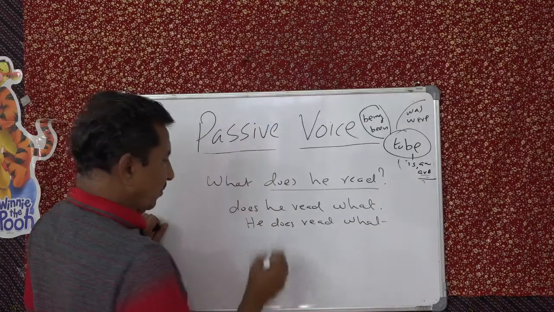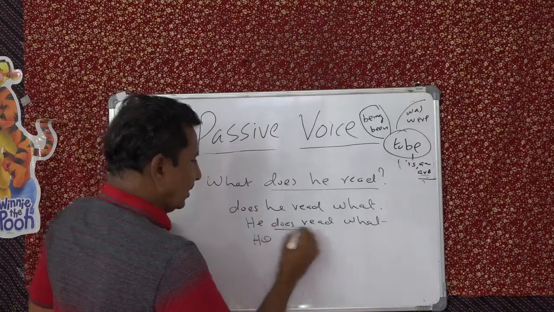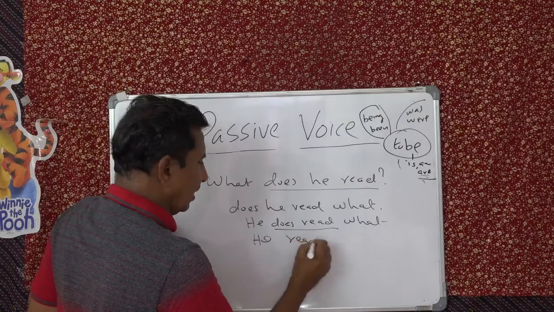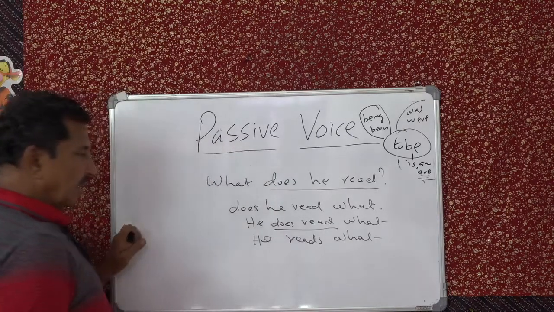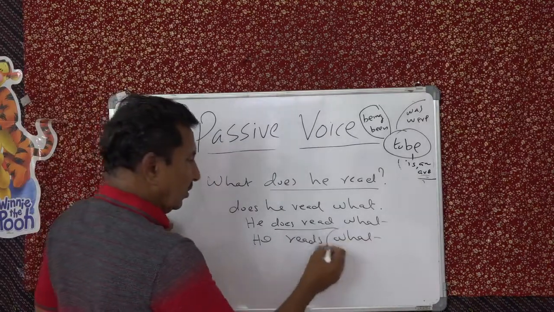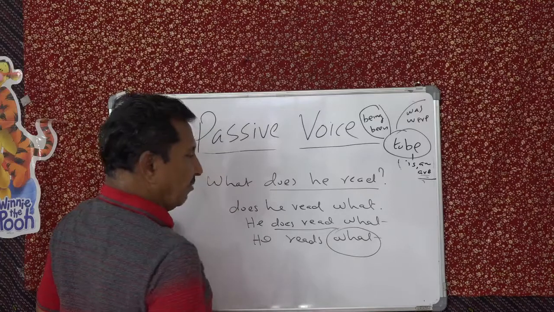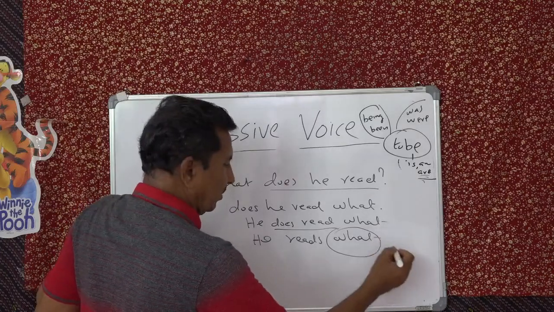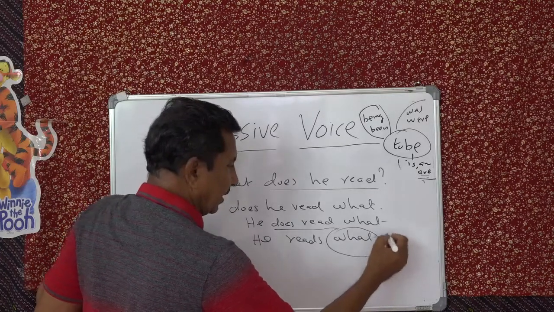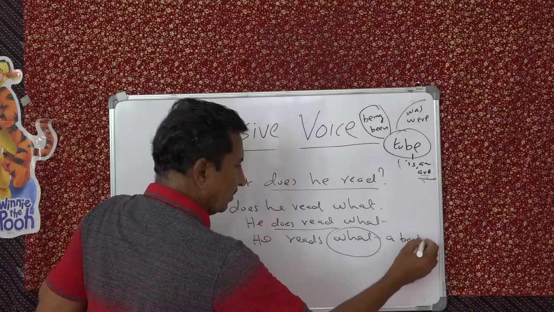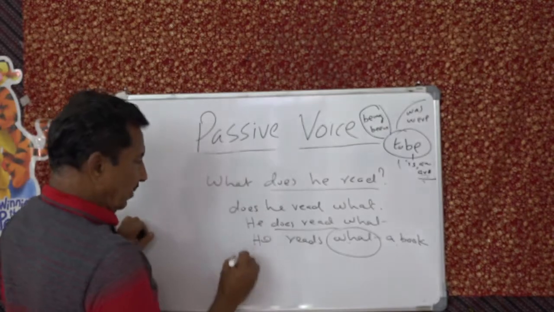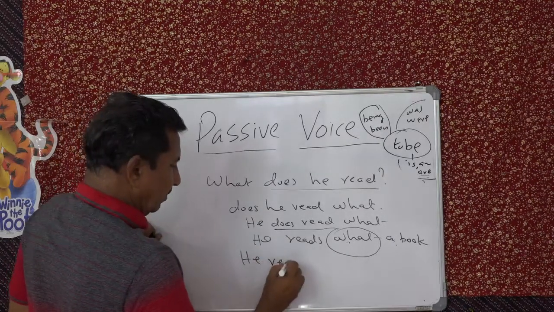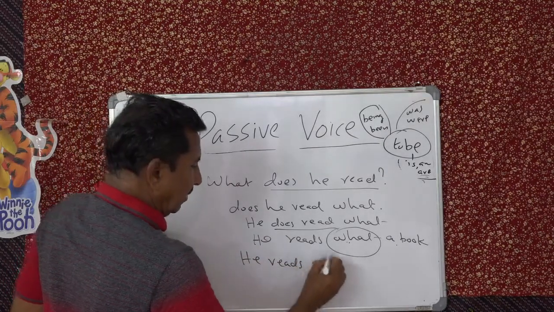Now what will you do? He does read is equal to reads. Reads what? Okay? Now instead of what, you supply a word, newspaper, or let's say book. A book. Simple. Now that will be, he reads a book.